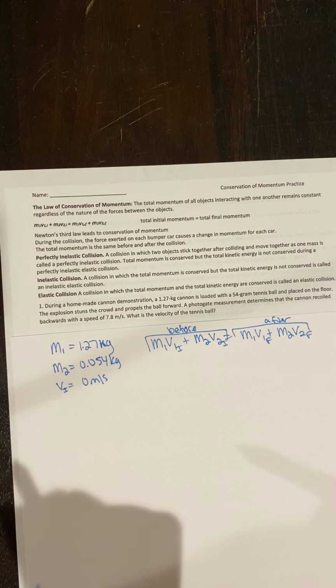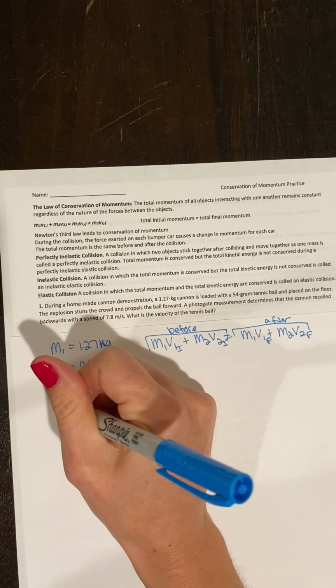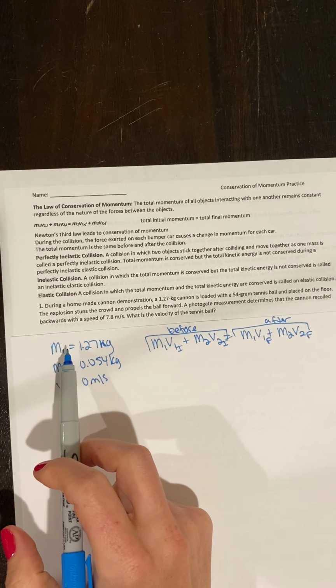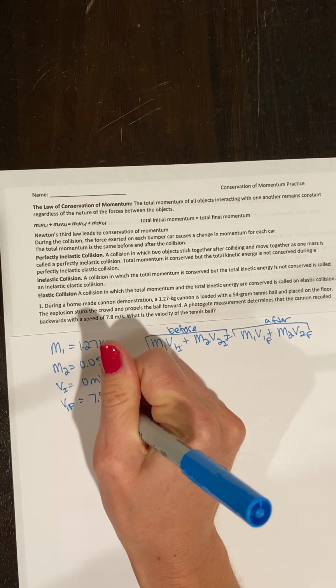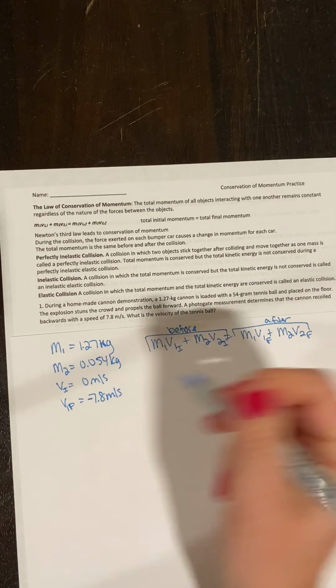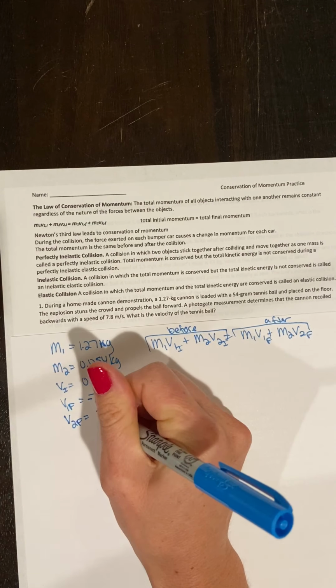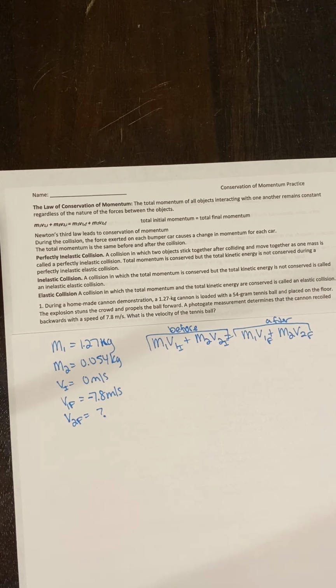And the explosion stuns the crowd and propels the ball forward. A photo determines that the cannon recoiled backwards with a speed of 7.8 meters per second. What is the velocity of the tennis ball? So my V final for the cannon, which we identified as M1, so I could say V1 final is going to be 7.8 meters per second. It says it went backwards, so I'm going to identify it as negative, and I'll identify the velocity of the tennis ball as positive. It actually doesn't matter which one you identify as negative or positive.